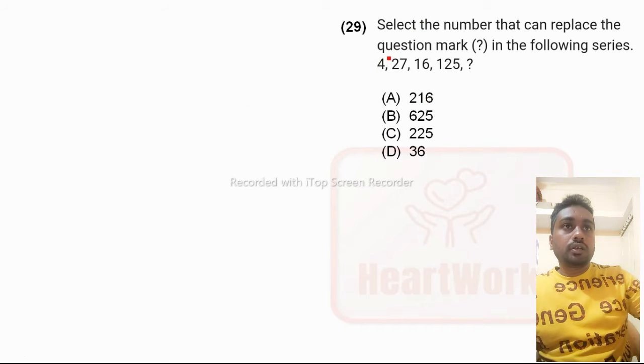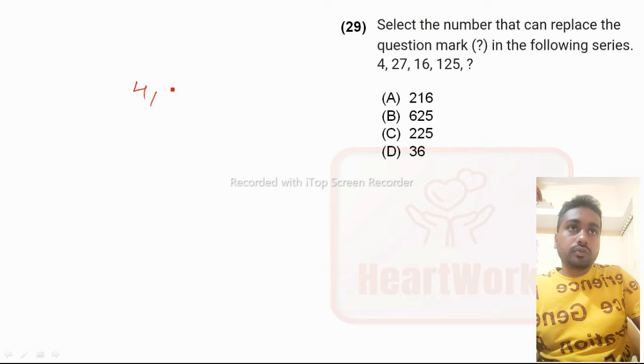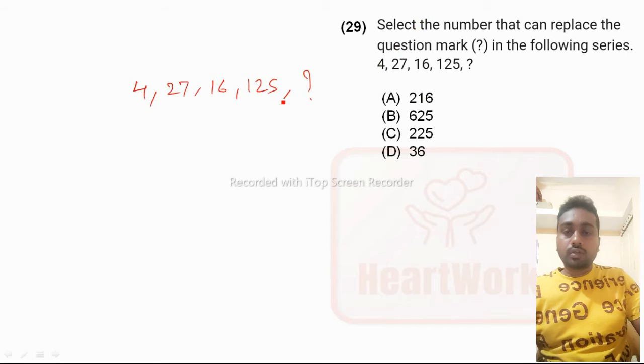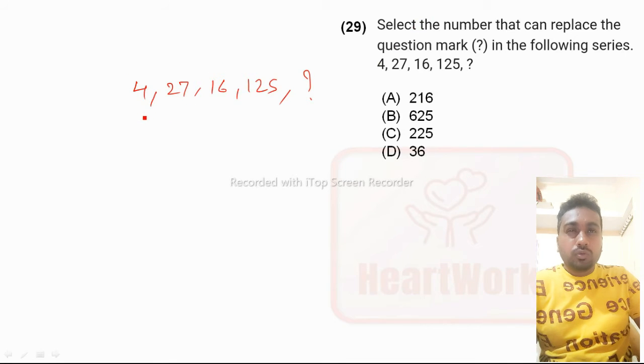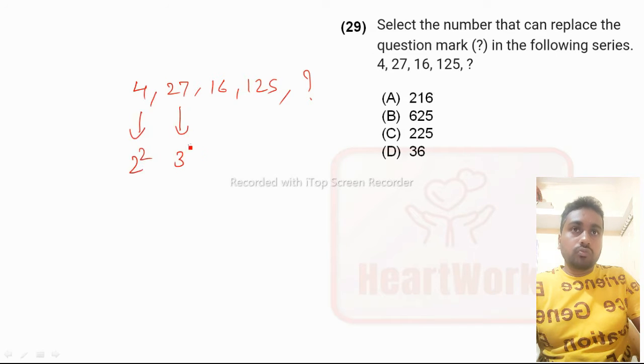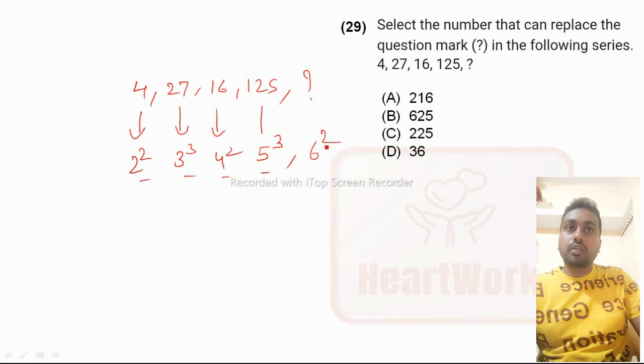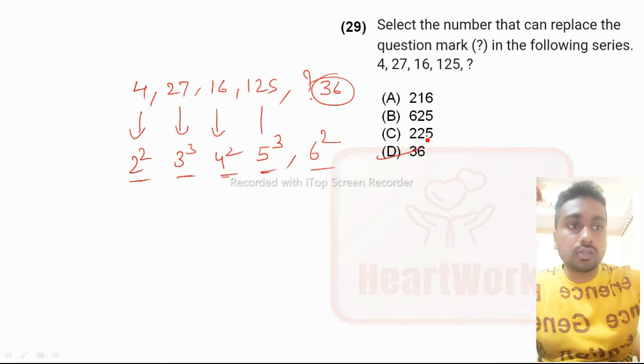Next, again we need to find the next number: 4, 27, 16, 125. Here, this is 2 square, this is 3 cube, this is 4 square and this is 5 cube. Likewise 2, 3, 4, 5, here must be 6, and it will be square because it alternates square, cube, so it should be square. 6 square is 36. So option D is the right answer.